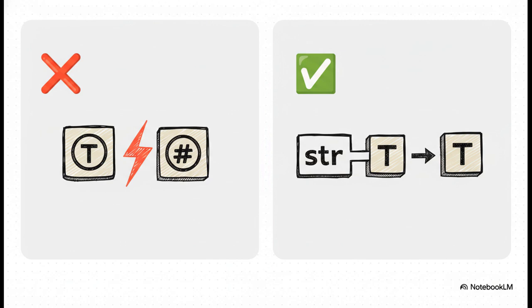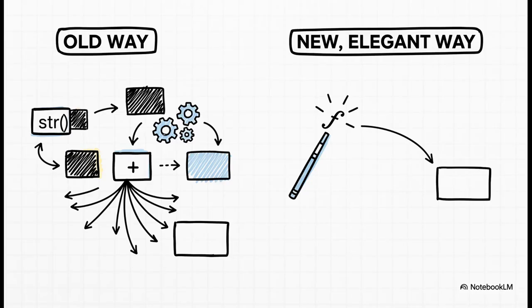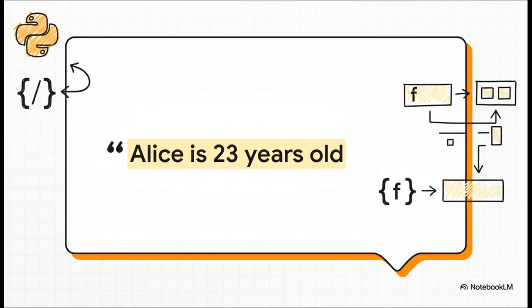The fix is pretty simple, though. We just have to tell Python to treat the number 21 as if it were text, and we do that by wrapping it in the string function. Now Python just sees two pieces of text, and it knows exactly how to stick them together. Now that solution works perfectly fine, but there's a much more modern, more elegant, and way more readable way to do this. It's called an F-string, which stands for Formatted String Literal, and honestly, it's how pretty much all the pros do it today. Just look at how clean and simple this is.